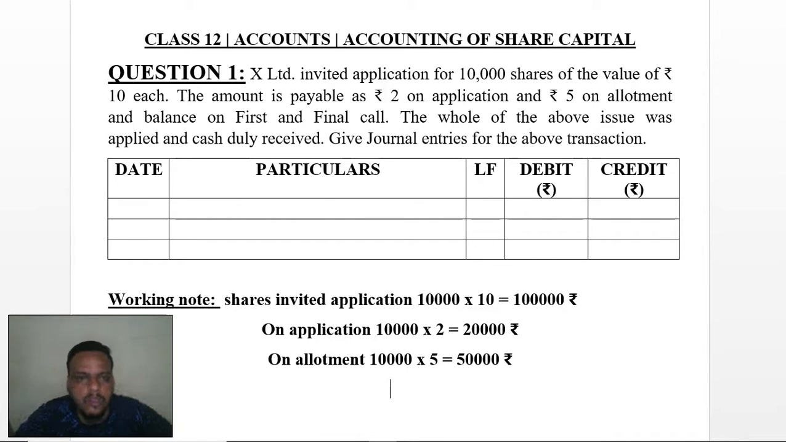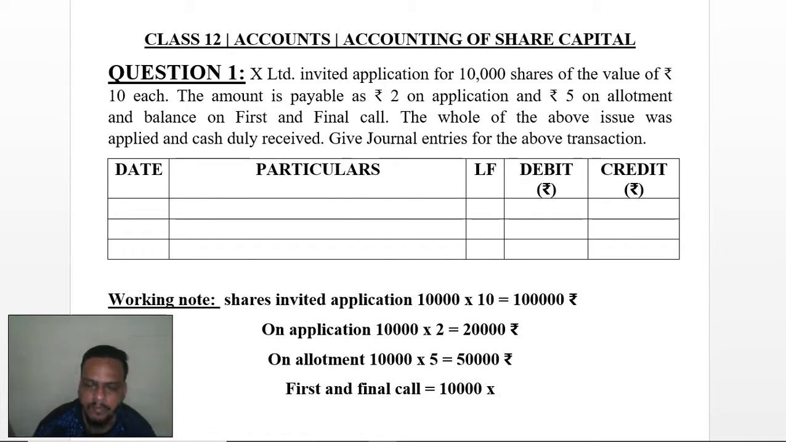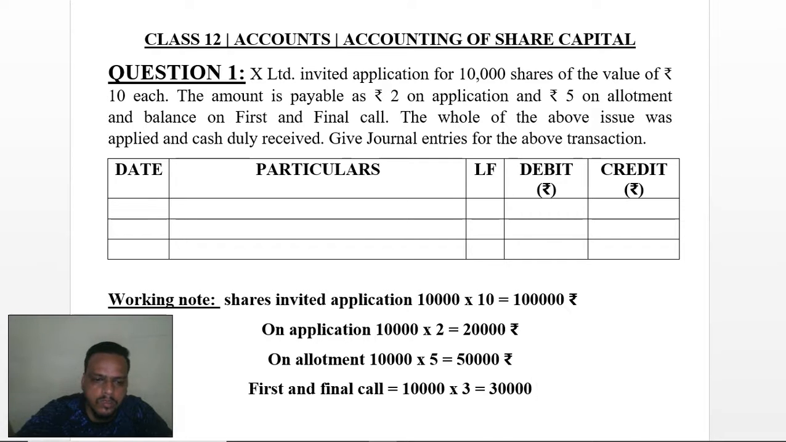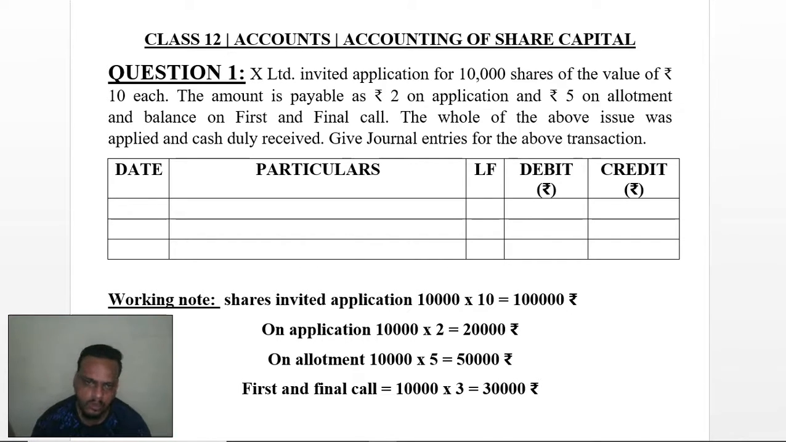Now we come to the first and final call. It is 10,000 multiplied by the balance. You can see that 2 plus 5 is equal to 7. Your face value is rupees 10. If you deduct 7 from 10, it is 3. So 3 rupees is the balance, which amounts to 30,000 rupees. This is the structure we have to follow in the journal entries.